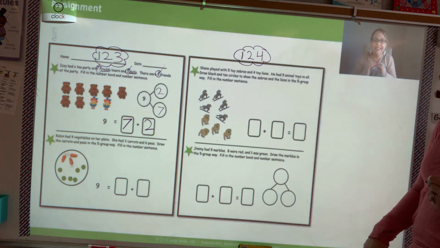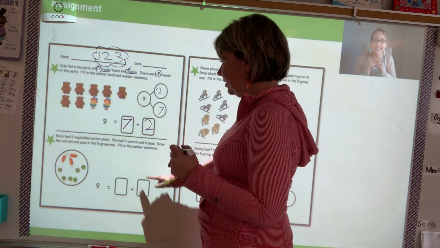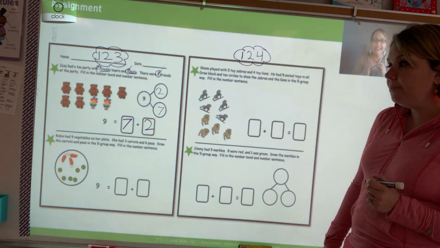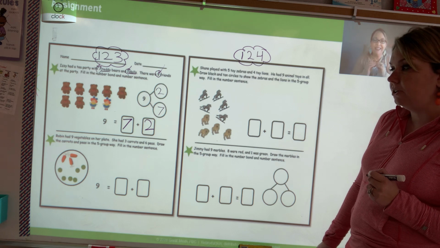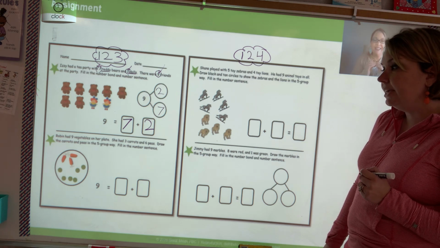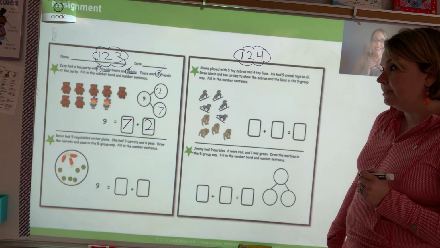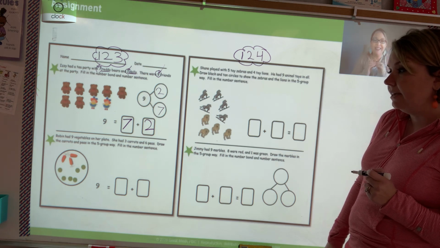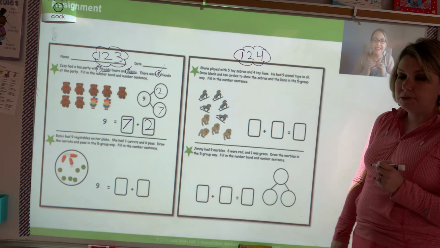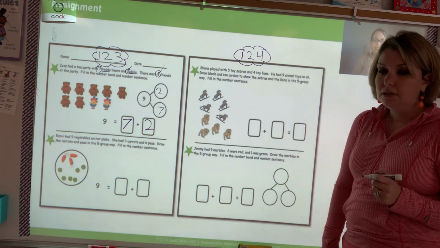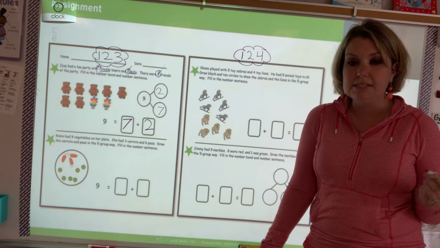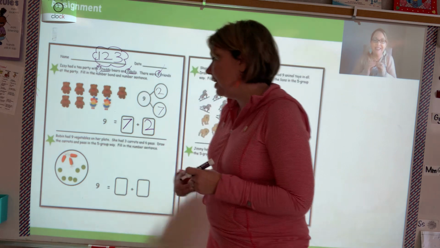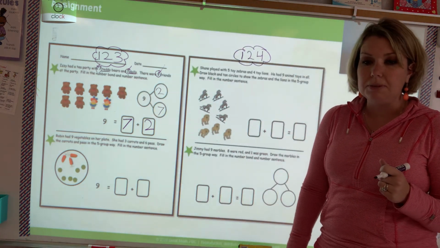Awesome. Now let's take a look down here at this story problem. Robin had 9 vegetables on her plate. She had 3 carrots and 6 peas. Draw the carrots and peas in the 5-group way. Then fill in the number sentence. Okay, I'm going to read this one sentence at a time to help me. Let's take a look. Robin had 9 vegetables on her plate.